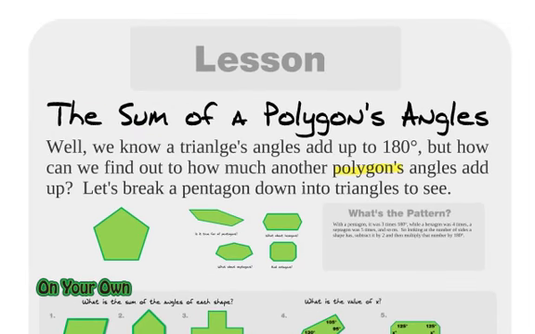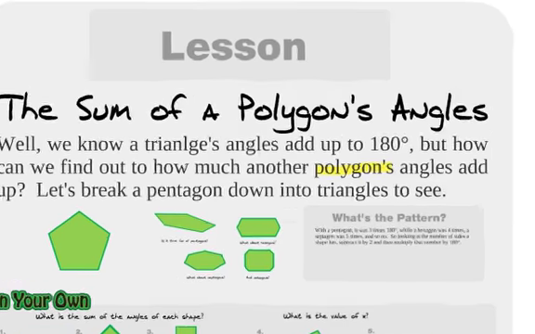Alright, first we're going to talk about the sum of the angles of a polygon. We've talked about triangles before, and we know that when you add up all the angles in a triangle, you get 180. But how can we find the sum of the angles of other polygons? Well, let's break down a specific shape, like a pentagon, into different triangles and see what happens.